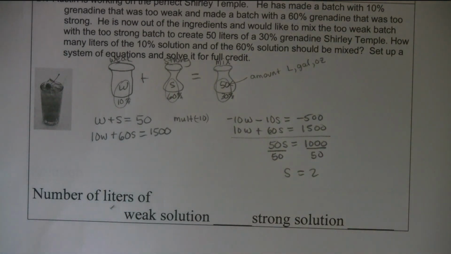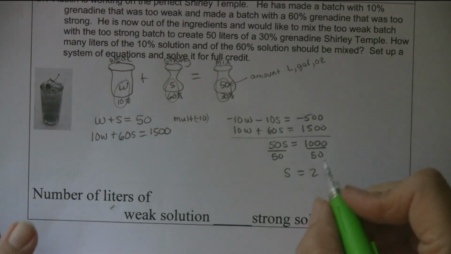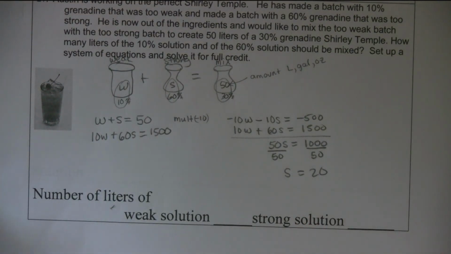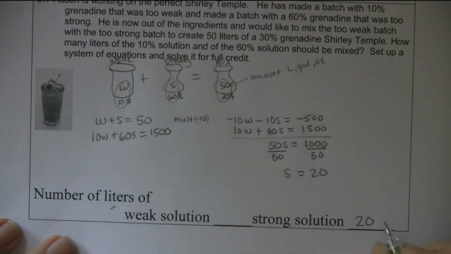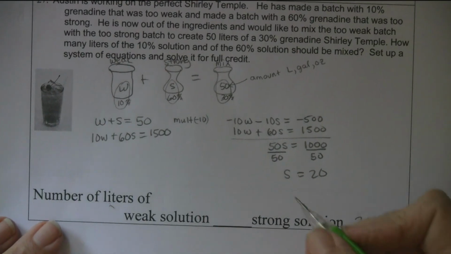Was that 20? And not 2? It's not 1,000 divided by 500, Donna. It's 1,000 divided by 50. That's 20. So of the strong solution, there is 20, and they already said liters, but I'm going to put an L just so everyone knows, 20 liters.